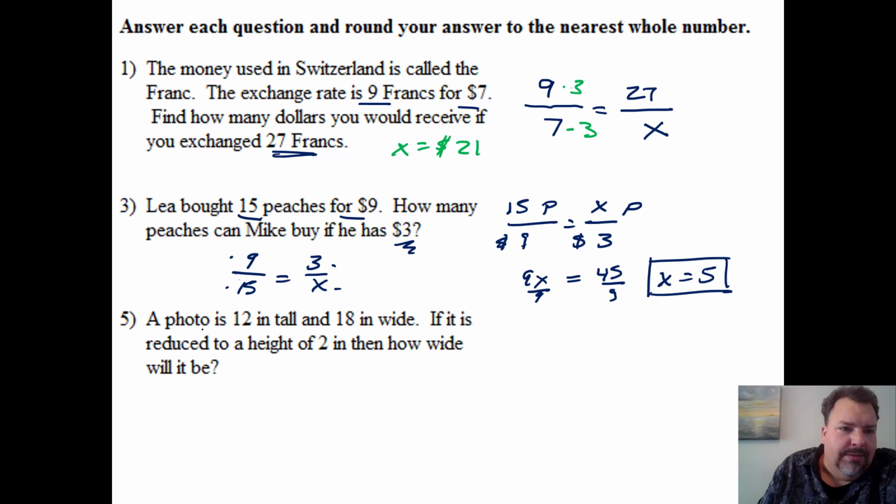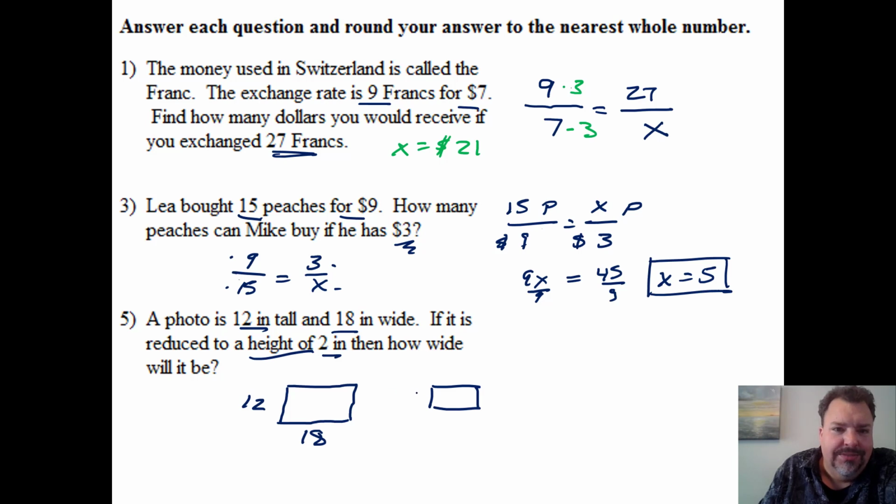And then number 5 here, this is giving us kind of like a geometry problem, and we're going to have some geometry problems as well. So this says that a photo is 12 inches tall and 18 inches wide. So it's going to be a little bit wider. So just when you have a geometry problem, if you're able to, draw a picture. So it's 12 inches by 18 inches. And then it's going to be reduced, so it's going to get smaller. And it says that the height now is 2 inches. So that's going to go there. And we want to find out how wide it is, so that's going to go there.